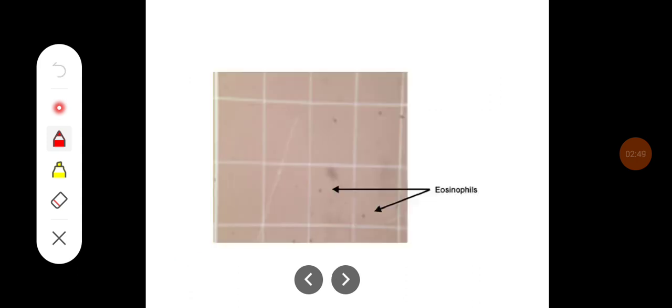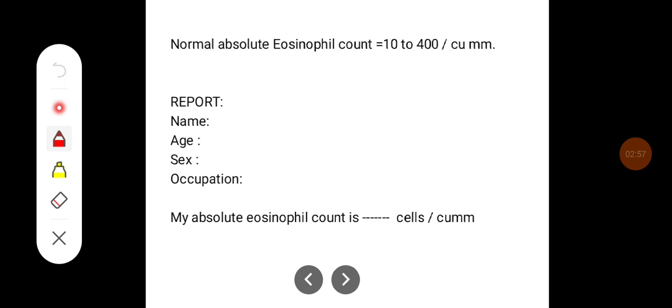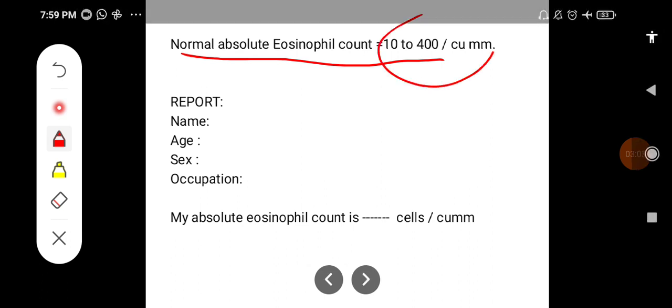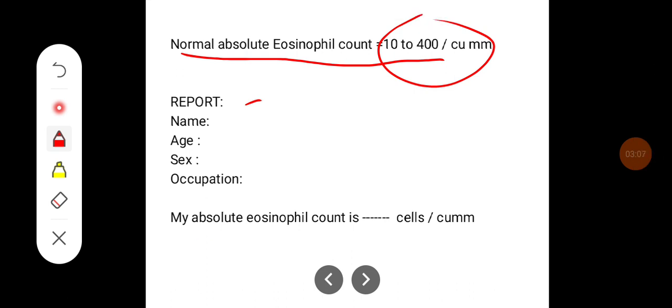Okay. So this is how in low power the eosinophils are going to appear as pink dots. Then the normal absolute count is 10 to 400 per cubic millimeter of blood. Then it has to be reported like: my absolute eosinophil count is so many cells per cubic millimeter of blood.